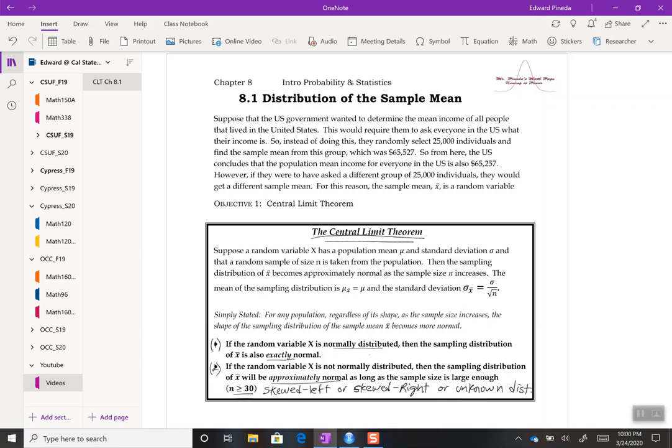So as long as the sample size is larger than or equal to 30, then we can use our central limit theorem, which is z equals x bar minus mu divided by sigma divided by the square root of n. We saw this distribution previously in chapter 7, but there z equals x minus mu over sigma was only for one person at a time.